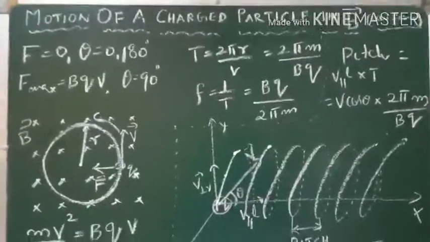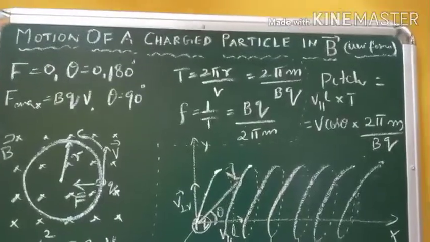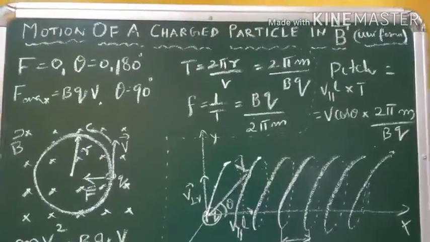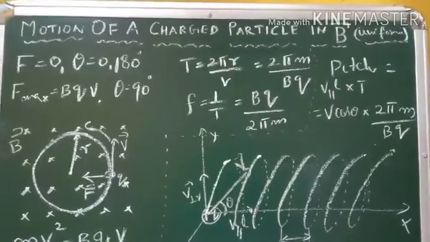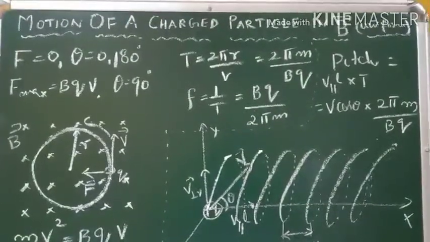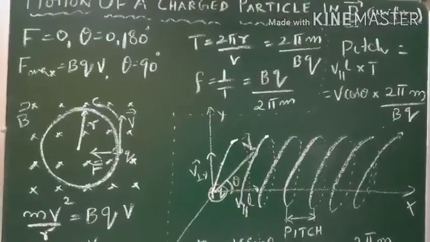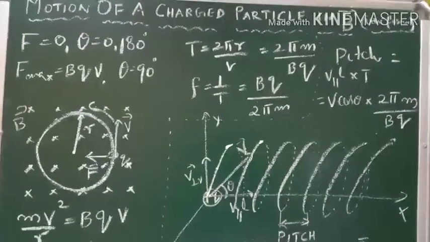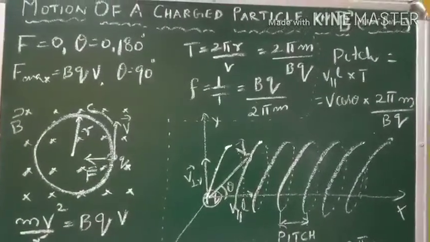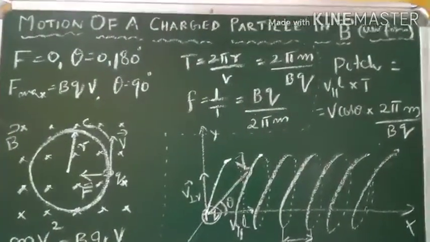Before this, we have already discussed that when a charged particle is moving in a magnetic field, it will experience a force. We have seen that the force is directly proportional to the charge of the particle, the strength of the magnetic field, and the component of velocity perpendicular to the direction of the magnetic field. Recollect, children, F is equal to BQV sine theta, or F is equal to Q into V cross B. Okay. Based on that, let us discuss the different cases.